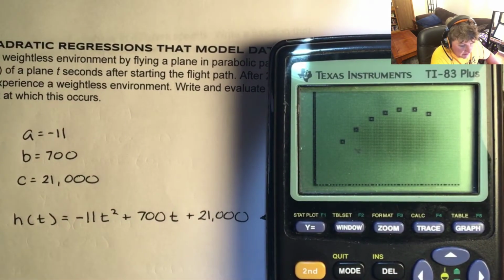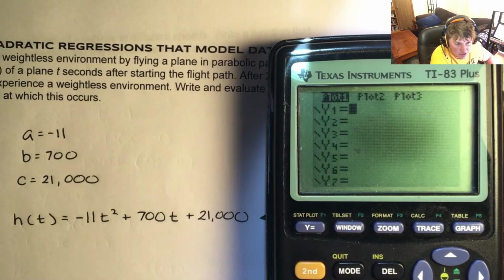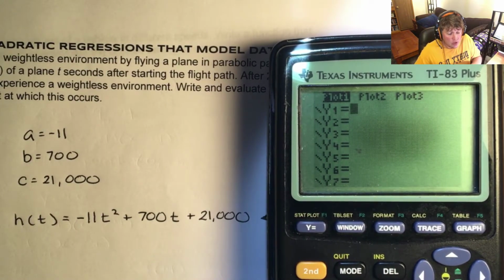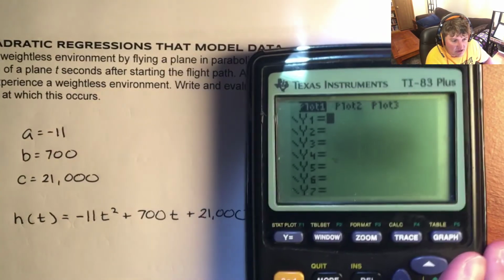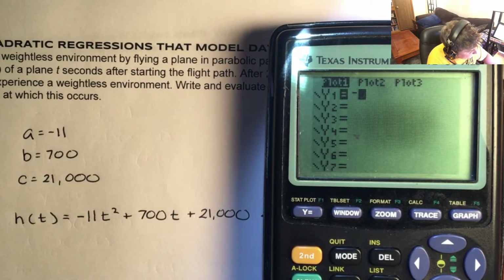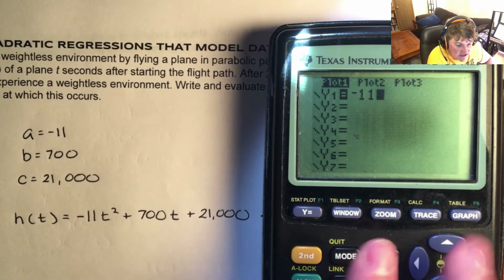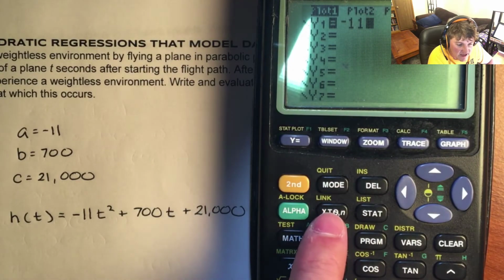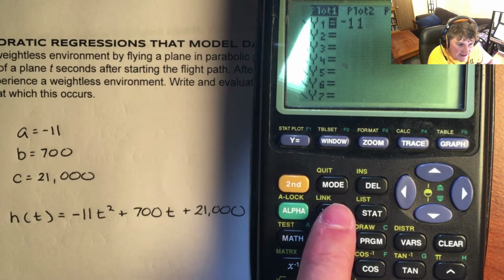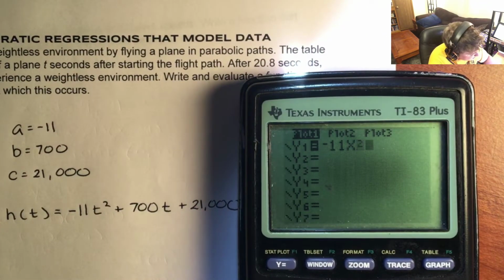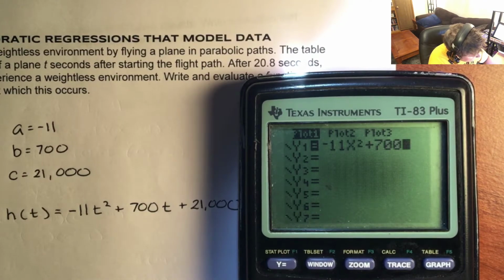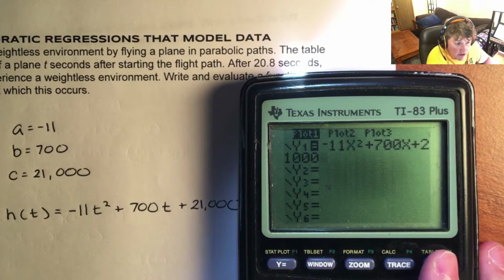What we can do is we're going to hit y equals. Now, I'm going to graph the whole equation here. The only thing is our variable is t. The calculator only recognizes x's, which is unfortunate. So we're going to hit -11, and then x is right here. It has X, T, theta, and n. We're going to hit that one. It will by default pop up x squared plus 700x plus 21,000. And then after that, we can just hit graph.